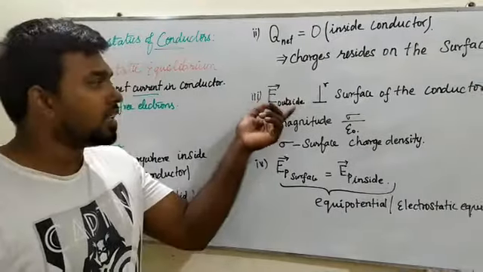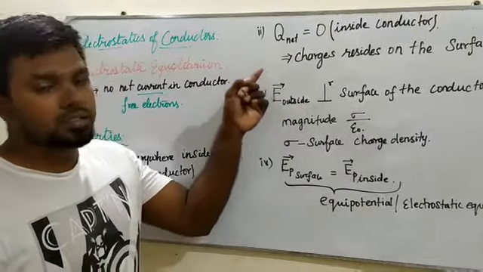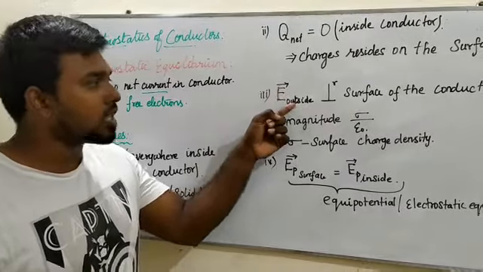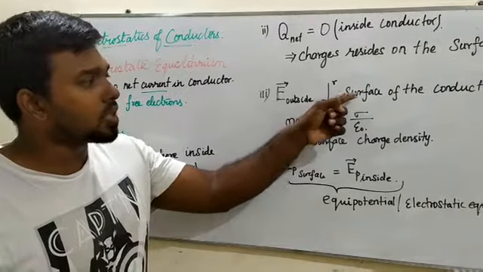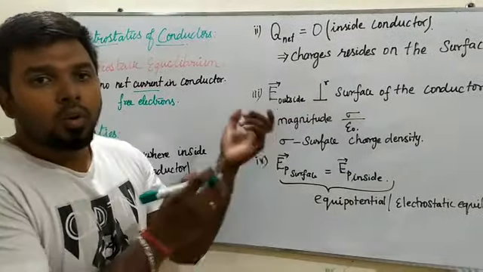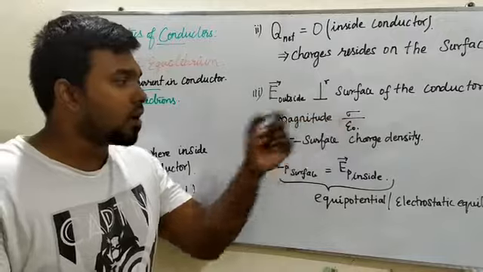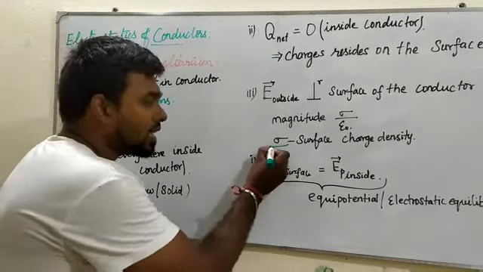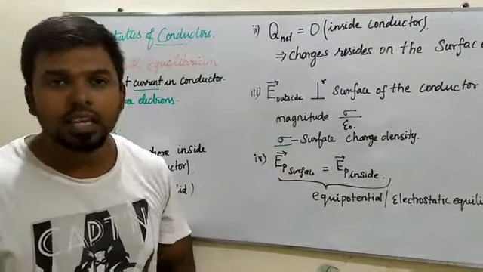Third, when we take a point outside the conductor, the electric field outside is perpendicular to the surface of the conductor, and its magnitude will be sigma by epsilon naught. We already know that sigma is nothing but the surface charge density.